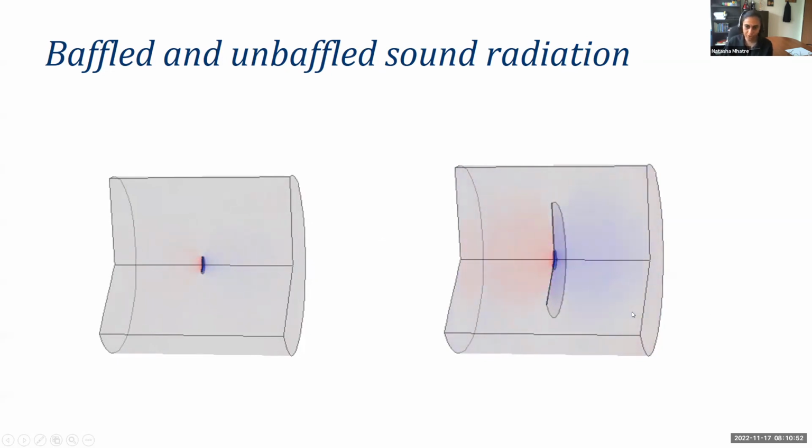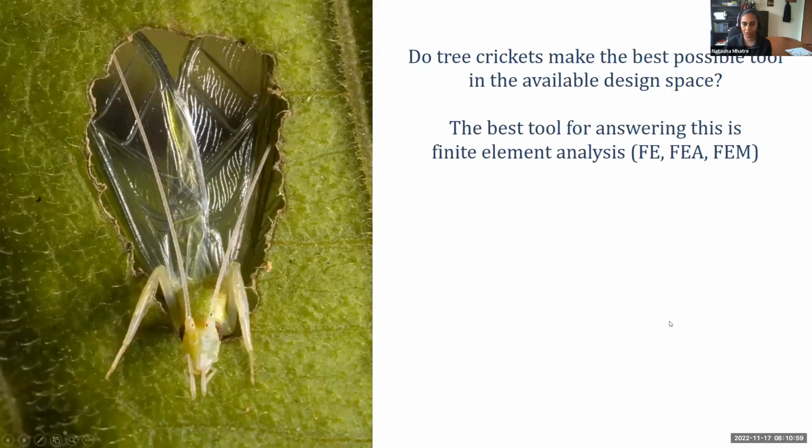And this is why we decided we want to know things when they're unbaffled. We want to know when they're in imperfect baffles. We want to know what the sound field is going to look like when they're in baffles of different sizes. And you can't do that with an analytical model. So we decided that if we wanted to study tool use in these guys, tree crickets, we needed something that was more flexible in terms of the geometry of the problem. And that's when we decided that we were going to use FE.